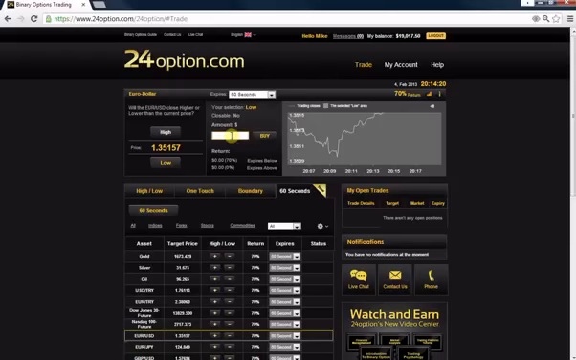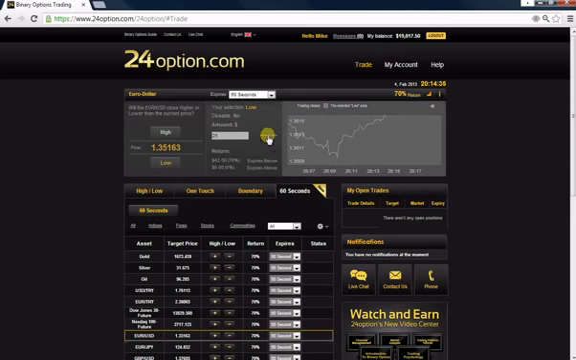which is higher than other options platforms. So when you do this technique with 24options, you usually need to start out with a larger initial deposit in order for this technique to work. So what we're going to do is first invest $25, and go to buy.